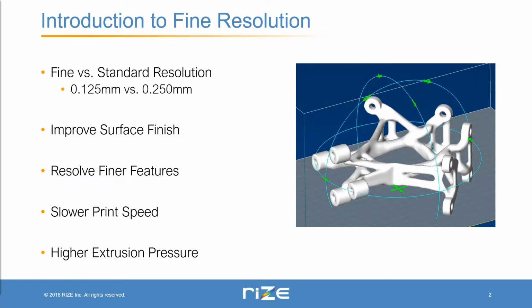However, some of the things you'll need to consider include the fact that using fine resolution will result in a slower print speed because you'll be printing twice as many layers at just about the same speed. And it also results in a higher extrusion pressure because there is less distance between the extrusion nozzle and the plastic layer below that is being extruded into. And so this pressure can result in a variety of different challenges depending on the type of geometry that's being extruded.